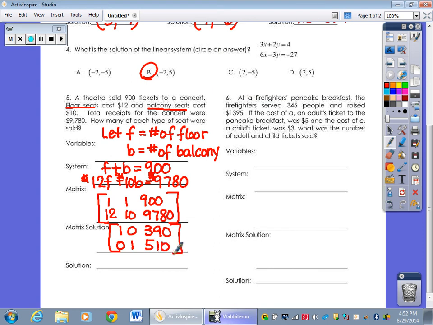So the first letter that was in our system was F, which means the first answer has to be F. This would be F right here. And this one would have to be B because our second column was B. So the 390 corresponds to the first column, and the 510 corresponds to the second column. So we have 390 floor seats and 510 balcony.